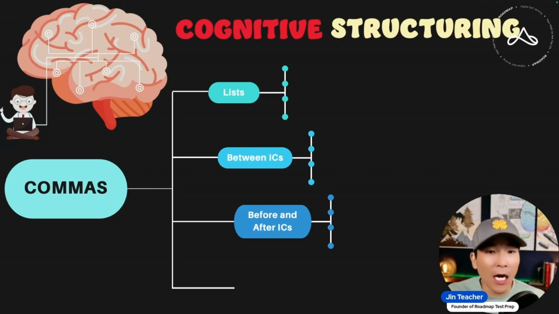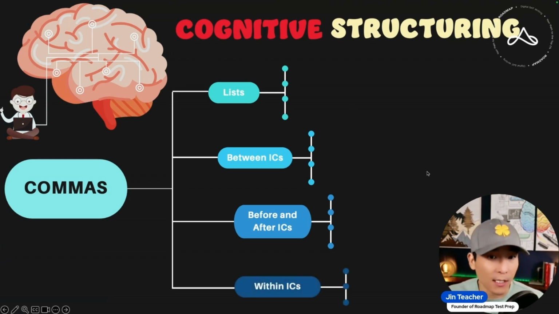Well, we can use commas to separate one component from another component. So oftentimes you're going to see a dependent clause that comes before an independent clause. And in those cases, you want to use a comma to separate the dependent clause before the independent clause, right? Or sometimes you want to use a comma to separate the independent clause and the phrase that comes after the independent clause, right? So this is what I mean when I say before and after independent clauses, that commas are going to be used to separate different components of a sentence, okay? Last bucket or last category of commas is commas within independent clauses.